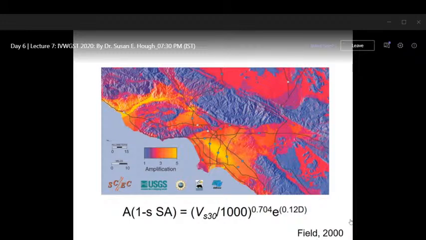But this is actually a map that's calculated for shaking at 1 second period. This is ground motions that go back and forth every second. If you think about the ground swaying back and forth every second, that's fairly slow.